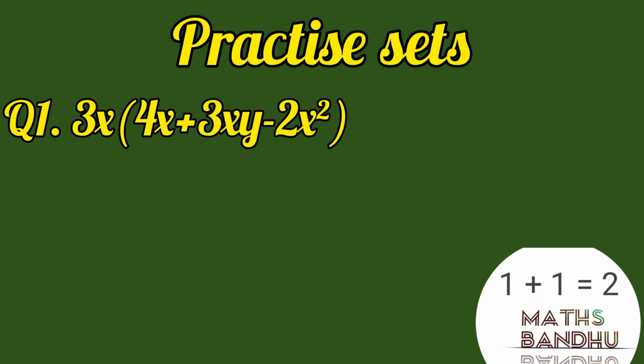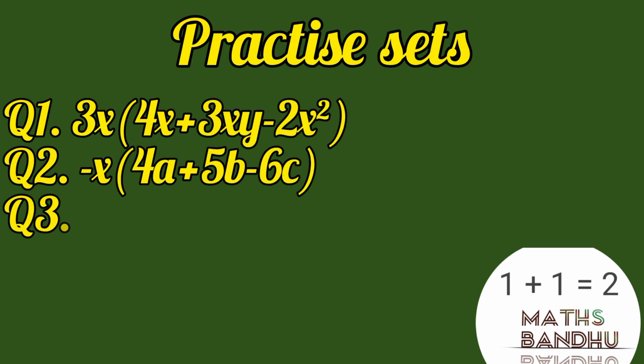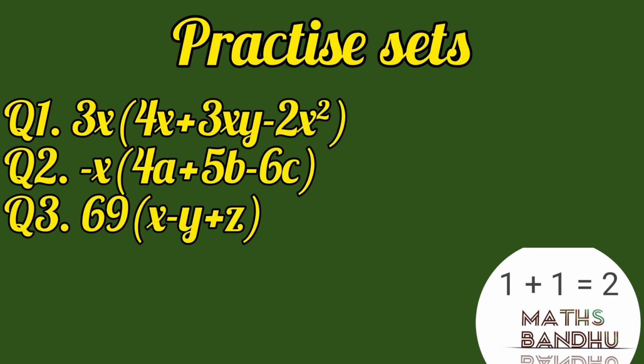So question number 1: 3x into (4x plus 3xy minus 2x square). Question number 2: minus x into (4a plus 5b minus 6c). Question number 3: 69 into (x minus y plus z). Now, if you don't know the answer, you can pause this video and do it in a notebook or on paper, and then you can check it.